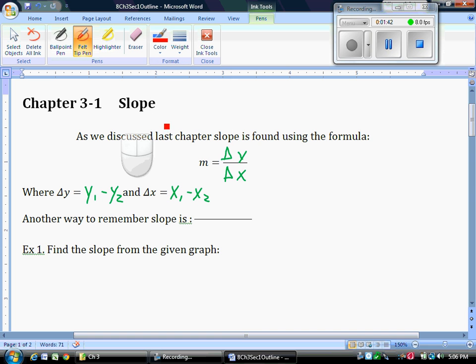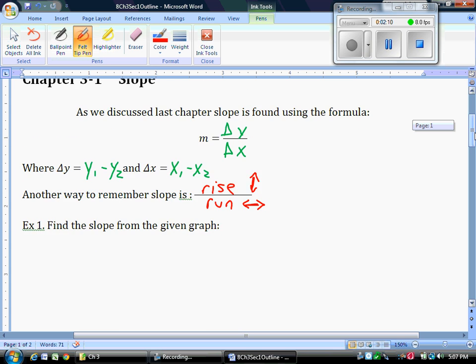Another way to remember slope, mainly when you're looking at graphs, is that slope can also be called rise over run. The top number tells you how much it's going up and down. The bottom number tells you how much it's going left and right. That's an easy way to remember it. Slope is rise over run. Top number, y, is up and down. Bottom number, x, is left and right. So let's check out a couple examples here.